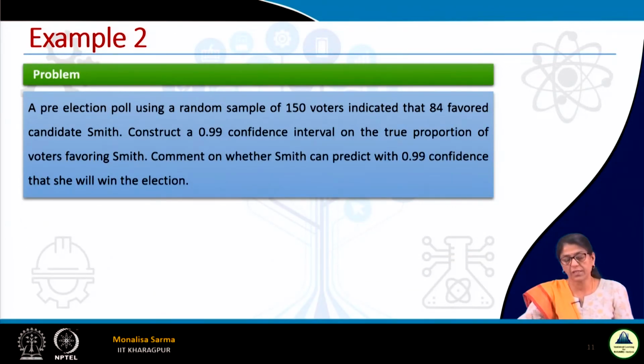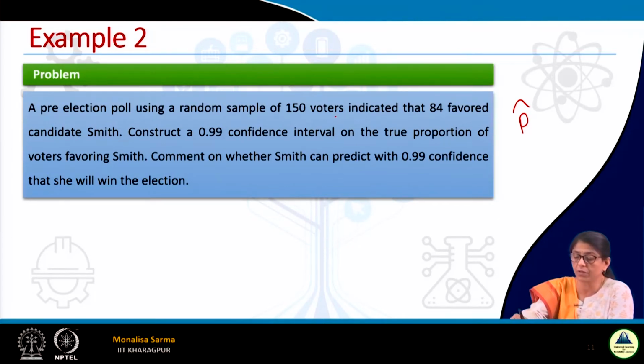So you see this example here. A pre-election poll using a random sample of 150 voters indicated that 84 favored candidate Smith. So that means my p cap. This is my p cap. It is not talking about the whole population. It has taken a random sample of 150. So what is my p cap? P cap is 84 by 150.